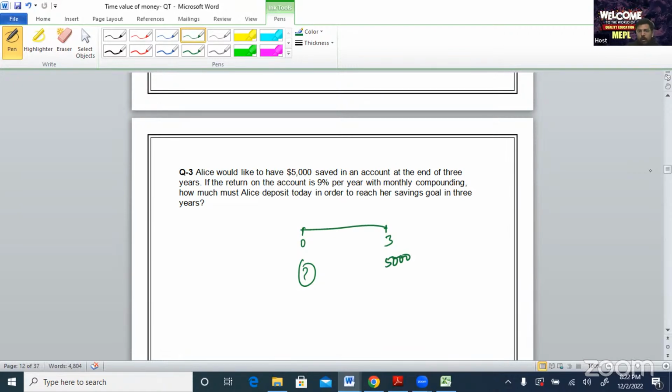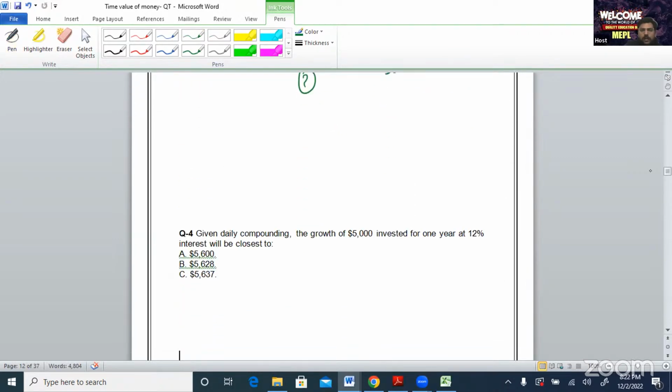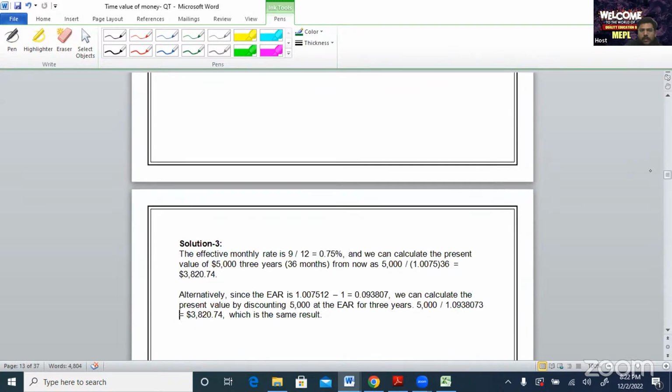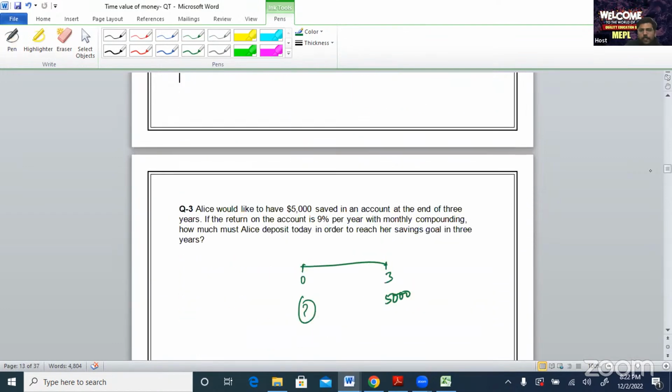Now if we talk about future value, what is the future value? 5,000 is the future value. I can put 5,000 as my future value. Okay. Then compute present value. So 3820. So this much money should be there in the account, that is 3820.74. In this manner, we can calculate.